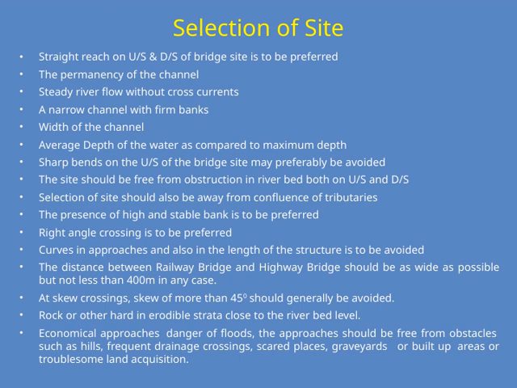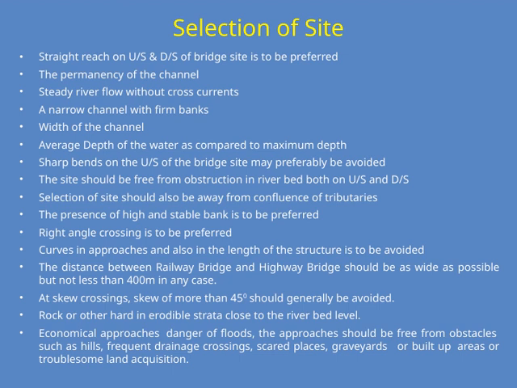The permanency of the channel is also crucial. We want a site where the river's course is stable over time. A steady river flow without cross currents simplifies both design and construction, reducing potential issues during and after the project. It's best to choose a narrow channel with firm banks, as this provides better support and minimizes erosion risks.